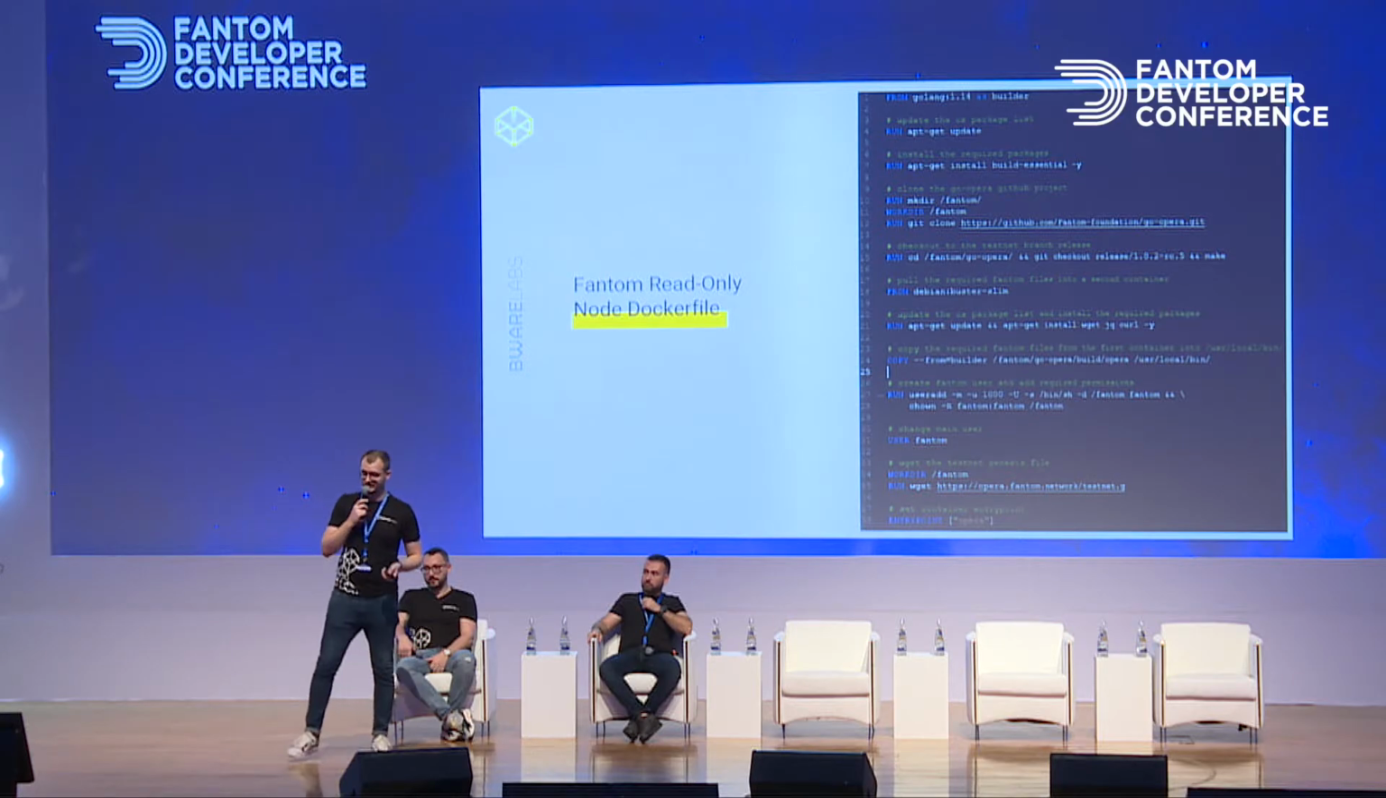It basically tells us how we are building the image. We are cloning the Go Opera Git repository, which contains the code necessary to build the binary for the Fantom Read-Only Node. We build it, and we just download the Genesis file, and afterwards we can start our container.